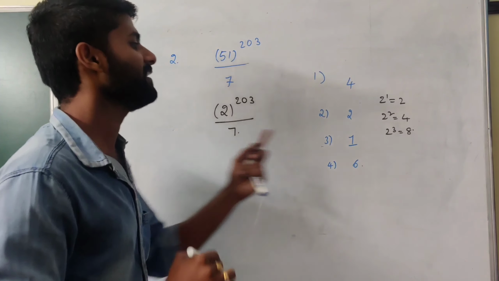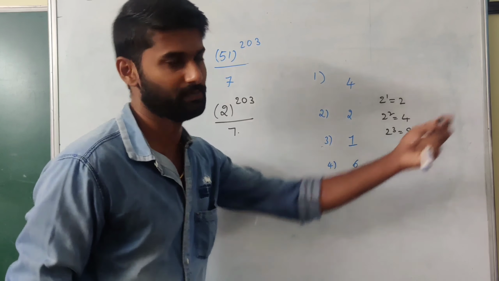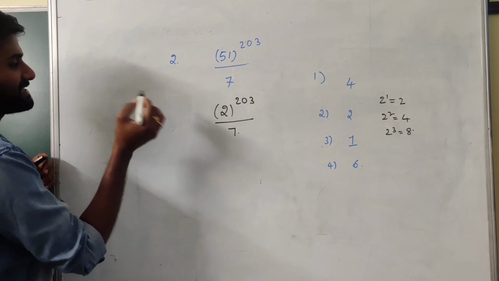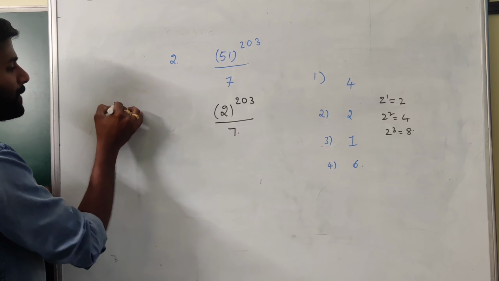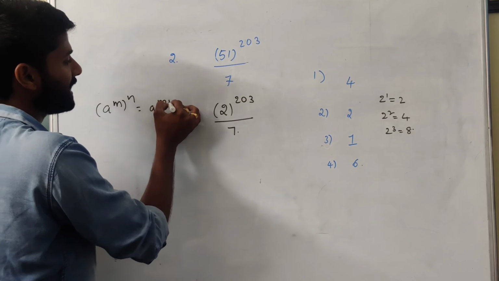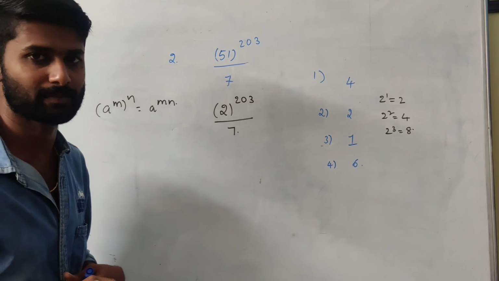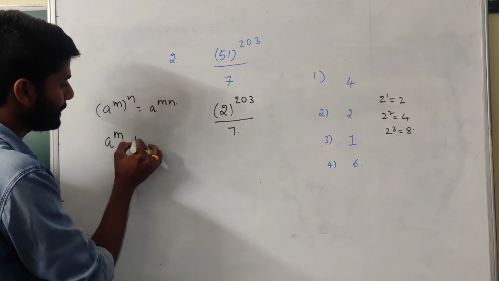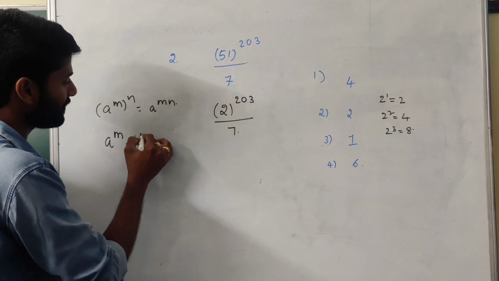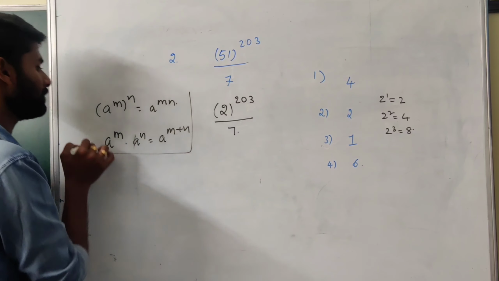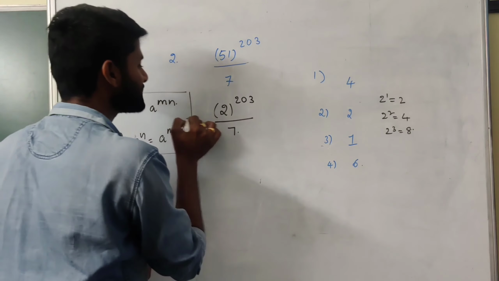Means 7 and 8 as the nearest value. Clear? And so from here we can discuss some extra formulas, like (a^m)^n can be written as a^(mn). So it helps in the calculation part. And we'll go to another formula: a^m into a^n can be written as a^(m+n). These two formulas help these type of calculations.